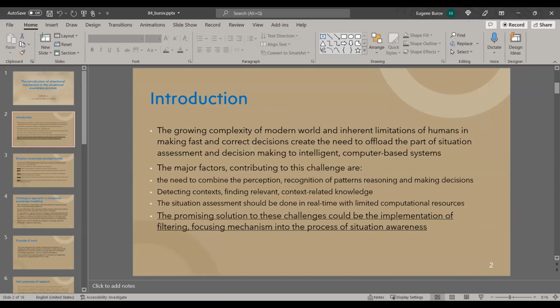However, we have a lot of challenges in implementing such technologies, because the process of working for such systems essentially repeats the cognitive process of humans. It includes such stages as perception of information, recognition of patterns, interpretation of data, making decisions, acting, projecting, and a lot of quite difficult operations. Such situationally aware systems are very popular now, and a promising solution for this problem is to use a technical solution geared toward a focusing mechanism like the attention we have in our human awareness.